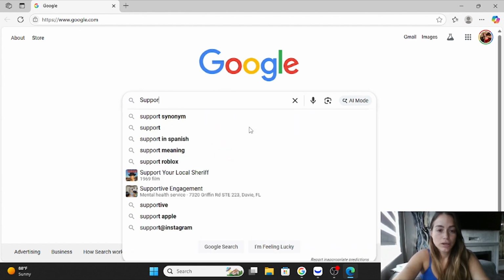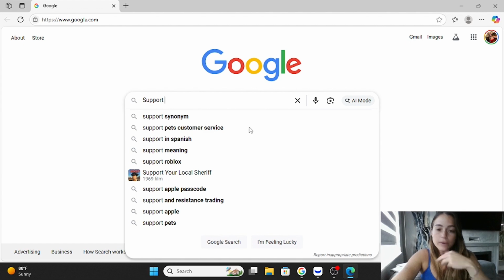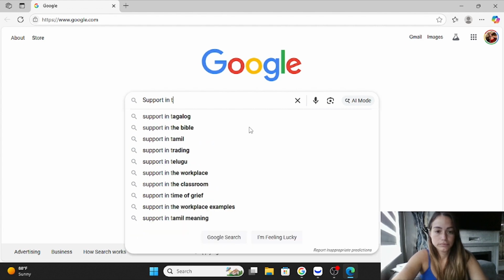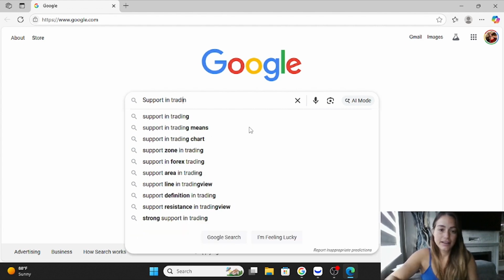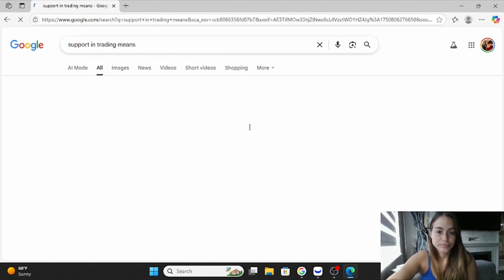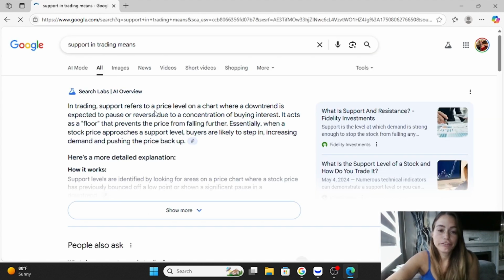And as usual, what we'll do is we'll look up the value through Google, and then I'll give a better explanation. So in trading, support refers to the price level on a chart where a downtrend is expected to pause or reverse due to concentration of buying interest. It acts as the floor that prevents the price from falling any further. Essentially, when a stock price approaches the support levels, buyers are likely to step in, increasing demand and pushing the price back up.